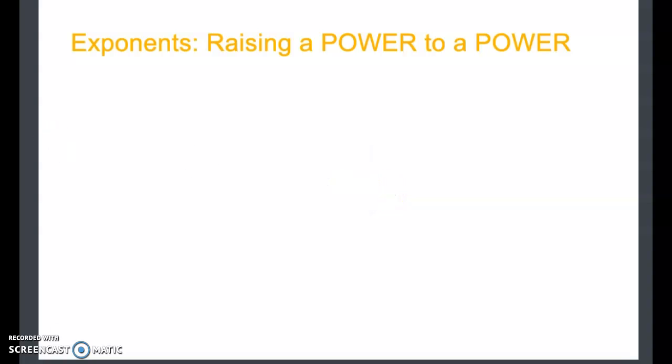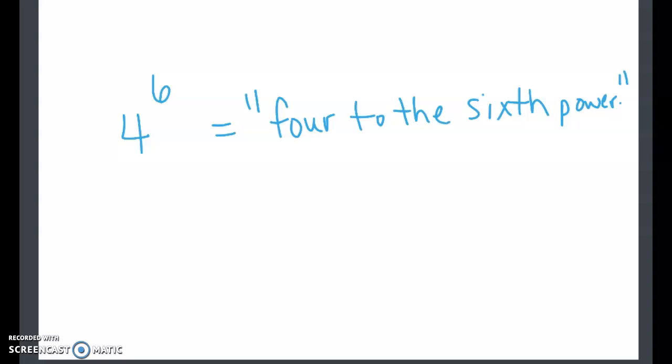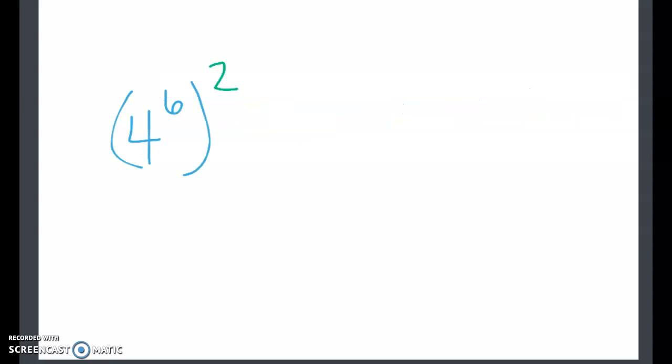Exponents, raising a power to a power. Remember that when you have a base of 4 and an exponent of 6, the way that you say this is 4 to the 6th power. Sometimes you have to raise a power to a power.